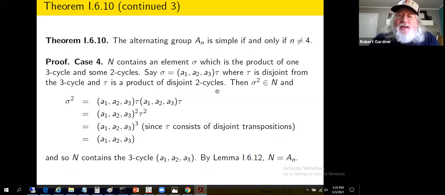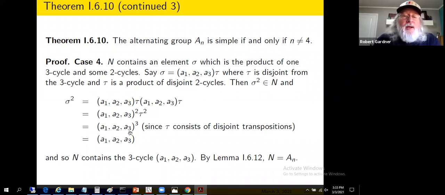This time, because remember tau was a disjoint collection of 2 cycles, every 2 cycle present in tau is present a second time in tau squared, and we've got the disjointness of the 2 cycles. We can permute things around. So the 2 cycles get together and switch back, as it were. So this is called an involution because tau squared equals the identity. So tau squared disappears from the conversation. The disjointness is used along with the fact that tau consists of a bunch of disjoint 2 cycles.